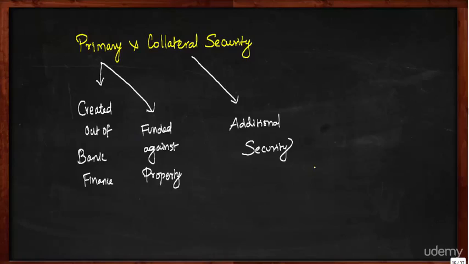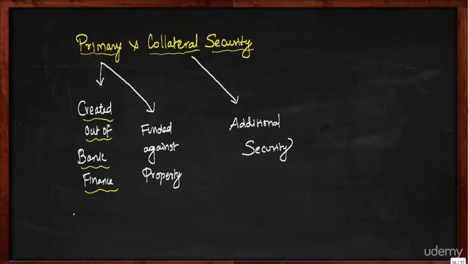Let's move on to the next set of technical terms. We'll come across the primary and collateral securities very frequently. So we should have a clear idea about what is primary security and what is collateral security. Primary securities are those securities which are created out of the bank finance.